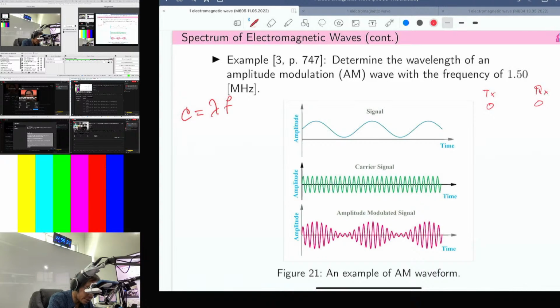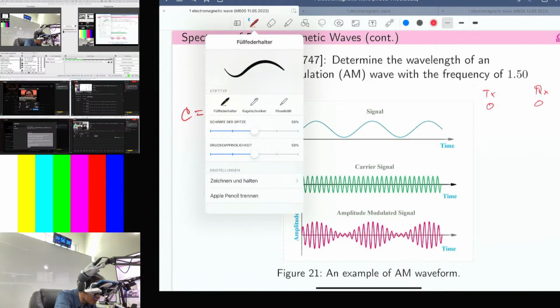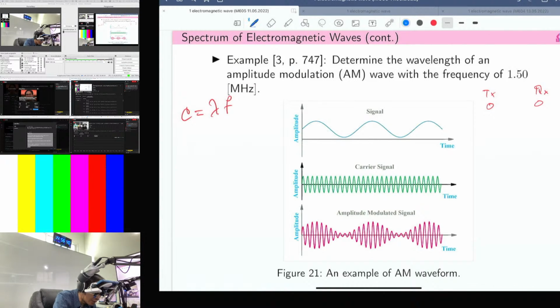Okay, we use Rx to represent the receiver, and here is the transmitter. You want to transmit some information from this point to this point. Okay, that's the information. For example, in radio communication, the radio station wants to transmit the voice of the DJ to the listener at home.